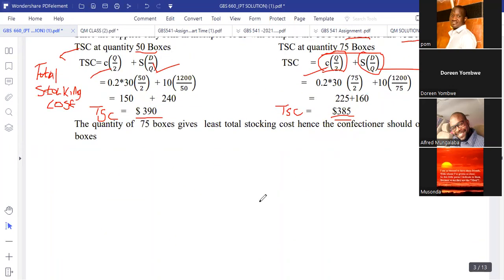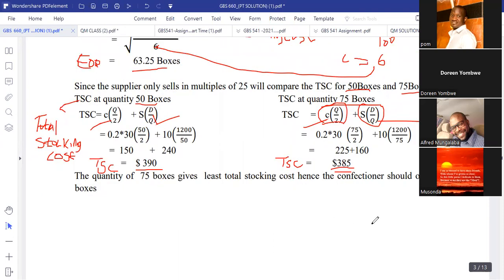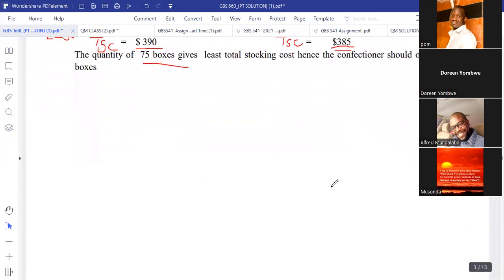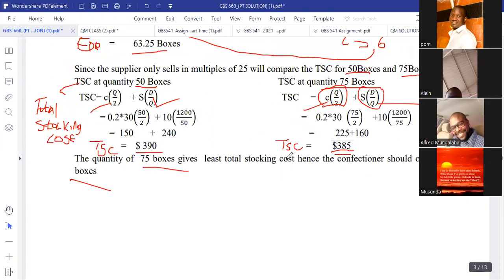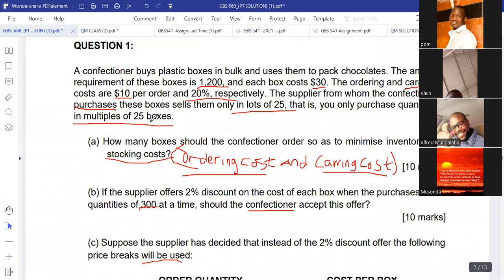So this simply indicates one thing, that it is worthwhile for us to actually go for 75 boxes. So the confectioner here should order 75 boxes because it is cost saving. The quantity of 75 boxes gives the least total stocking cost, and the confectioner should order 75 boxes in this case. All right, so that answers the first part of the question. This is part one, question one of the assignment.